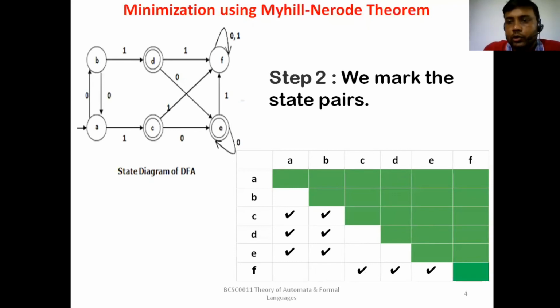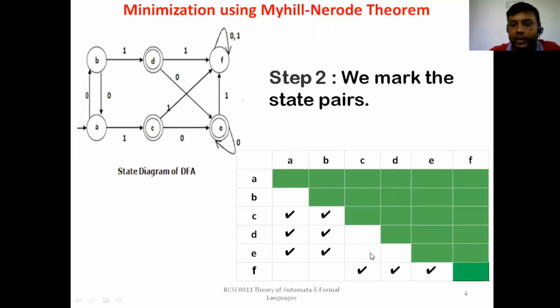Yes, you can look upon the zero transition for the CD pair. Zero transition for CD pair goes to E, because 0 for C and 0 for D both go to E. And there is no marking for EE. In the same way, the one transition for C goes to F and the one transition for D goes to F, and FF has not been marked earlier. So that's why this does not have to be marked in step 3.